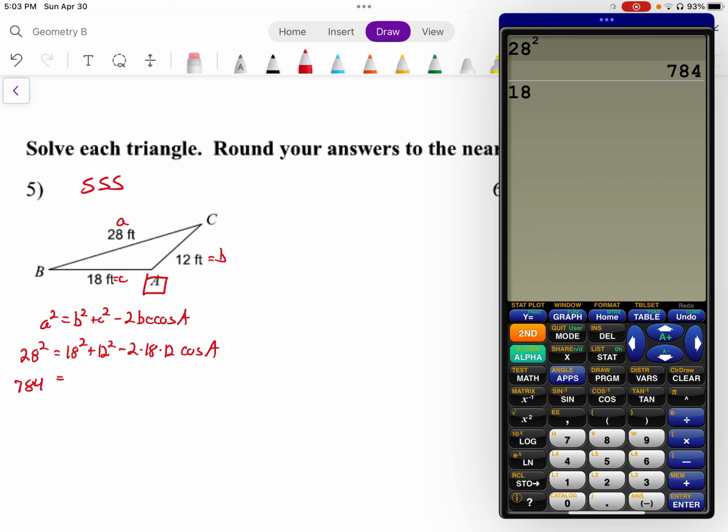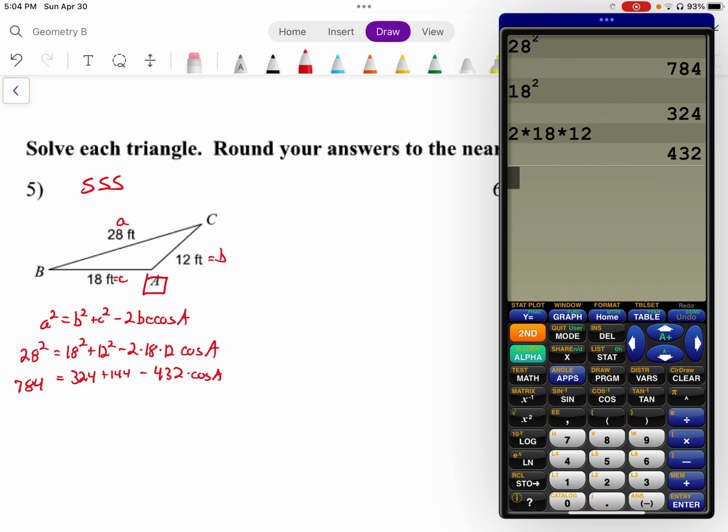18 squared, oops, wrong thing. 18 squared is 324. We know 12 squared is 144 minus 2 times 18 times 12 is 432 times the cosine of A.